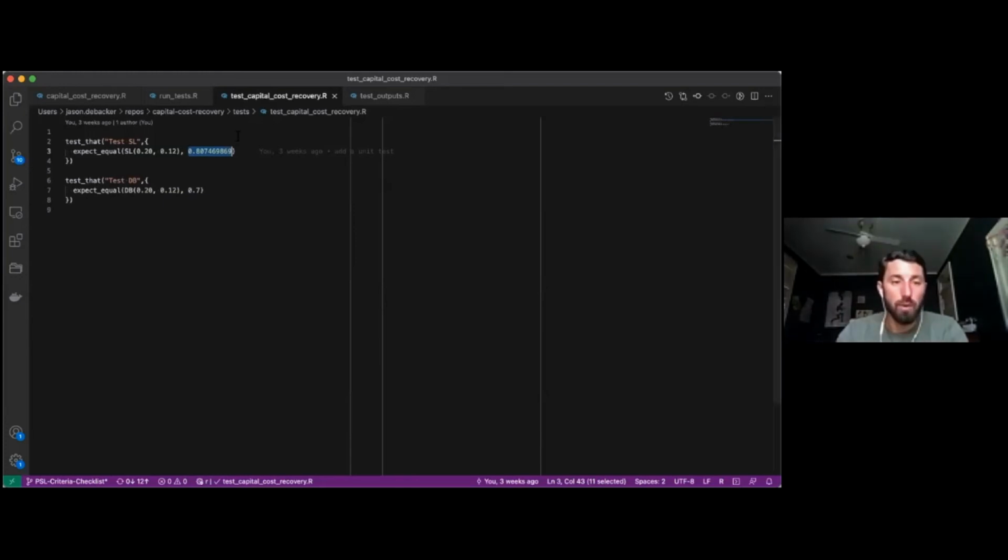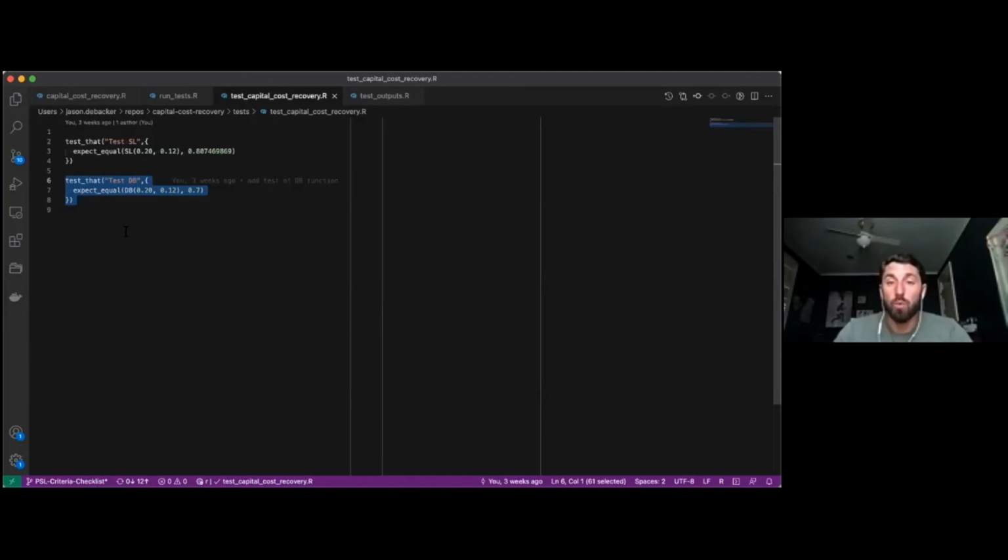From my spreadsheet, the value I arrived at is 0.80746 and so on. So I've computed this by hand, not through the code. I'm double checking that their function works as they have written in their documentation. This test_that test is going to fail if the straight line depreciation function doesn't return the value that I expect it to. And I've done the same thing for another function here, the DB function.